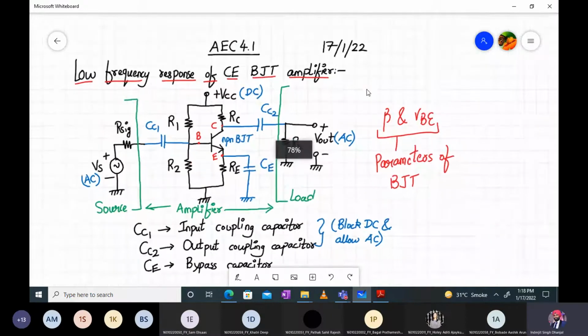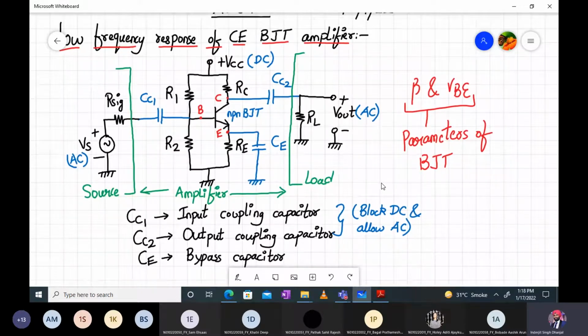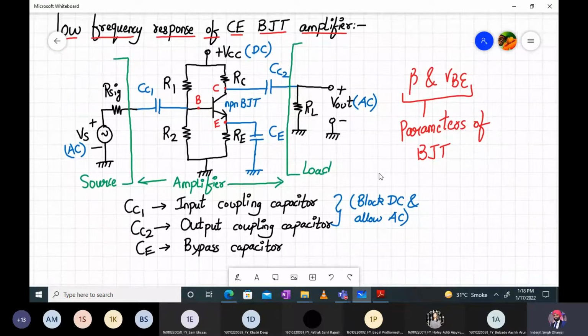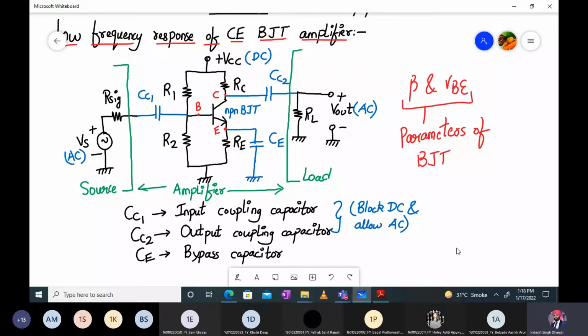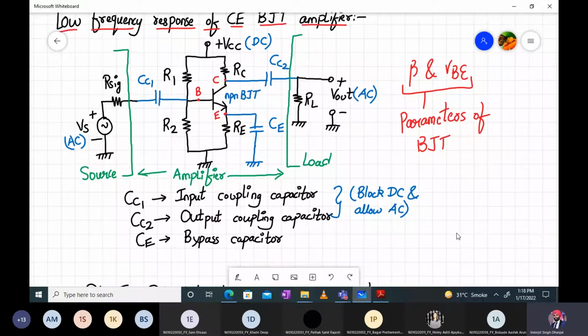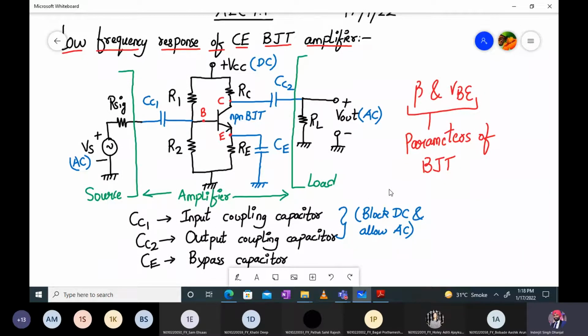In the last lecture, we talked about the low frequency response of the common emitter BJT amplifier, and this was the circuit diagram of it. For the common emitter amplifier, we saw the significance of the input and output coupling capacitors and also the role of the bypass capacitor. The beta and the VB were the BJT parameters, right? And we further discussed the DC and the small signal midband analysis, right?